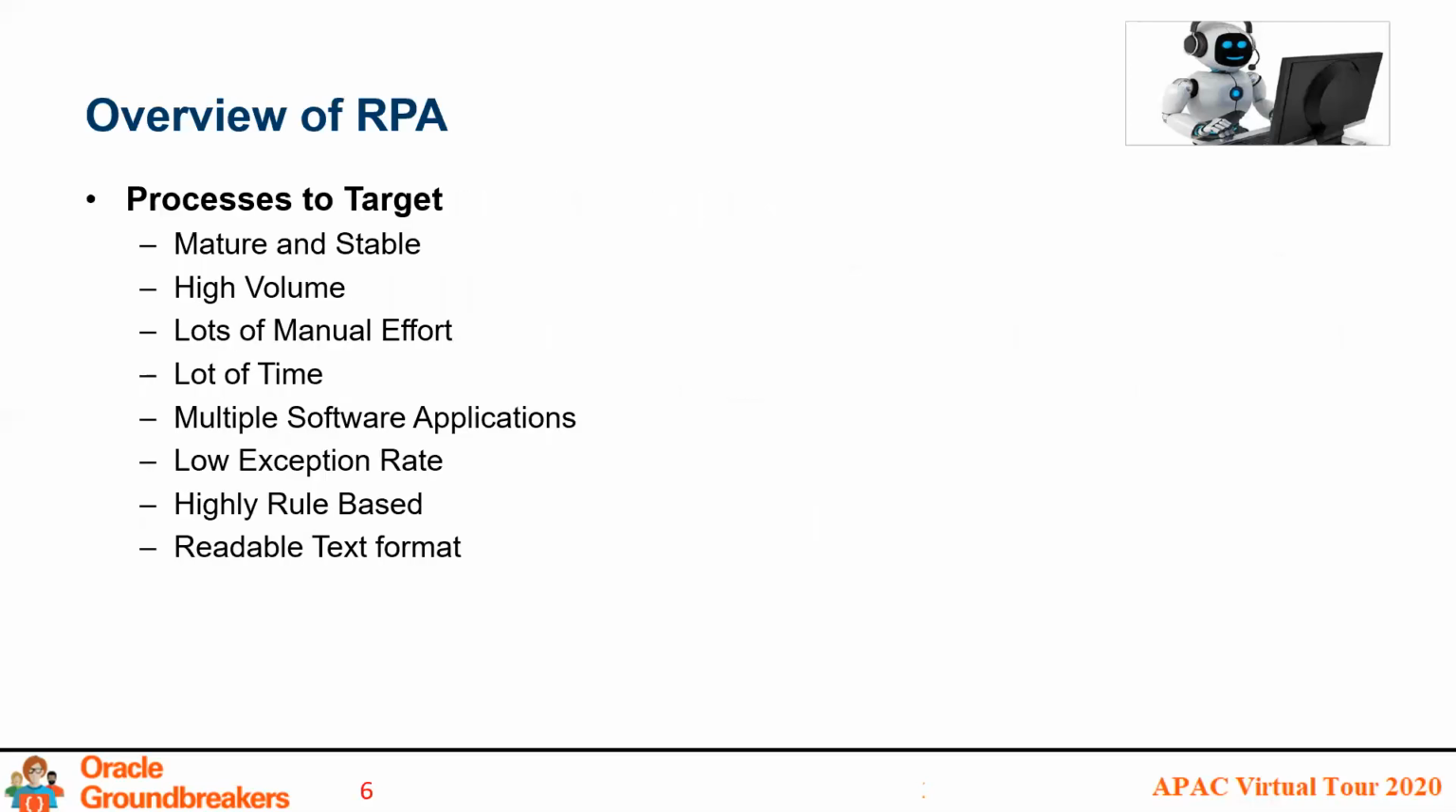Processes to target: the process should be mature and stable. It should have a high volume of transactions. Currently, it has a lot of manual effort to enter these transactions and is time consuming. Secondly, if it is interacting with multiple software applications, it is a good fit for RPA automation. And a low exception rate: the process should have very few exceptions, otherwise, due to a lot of manual rework, it's hard to automate. It should be highly rule-based with a readable text format.